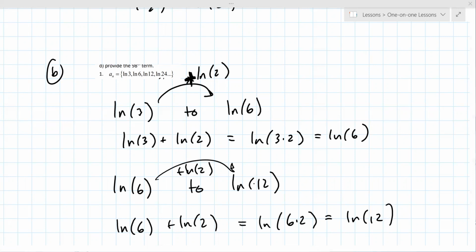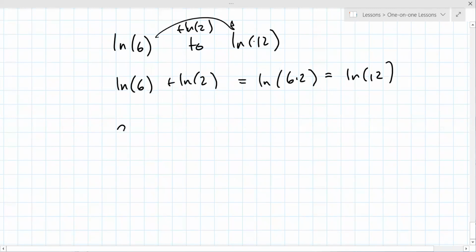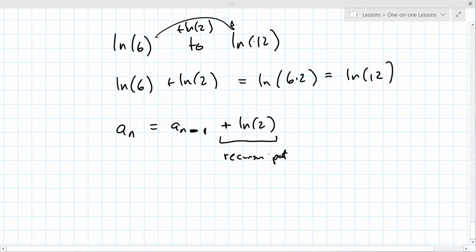Okay. So now what we've done is figured out how to do this. So the next term, I'll use A_N, equals the previous term, and then whatever you're doing here, we're adding natural log of 2 to it. This is the recursive part. That's the thing we just figured out, the fact that you have to add natural log of 2 each time. But you still have to say the whole thing. You still have to show all of this, but that's what makes it recursive. And this over here, but alternatively, it could be written like this.